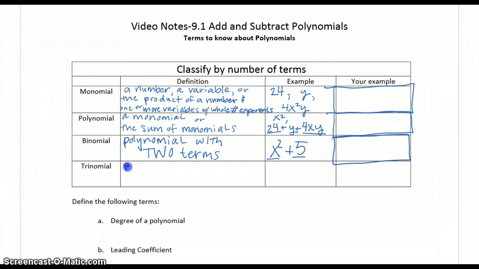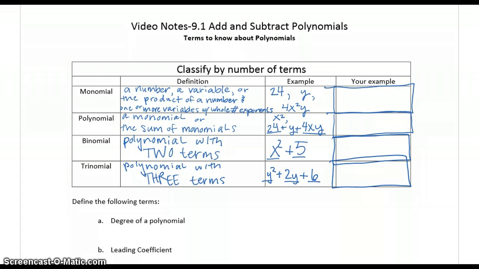And last we have a trinomial, which is simply a polynomial that has 3 terms. So, for example, we could have y squared plus 2y plus 6. Our first term is y squared, our second term is 2y, and our third term is 6. So go ahead and write your own example of a trinomial with 3 terms.